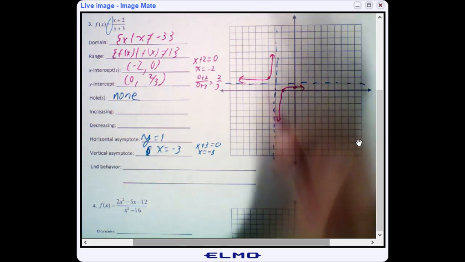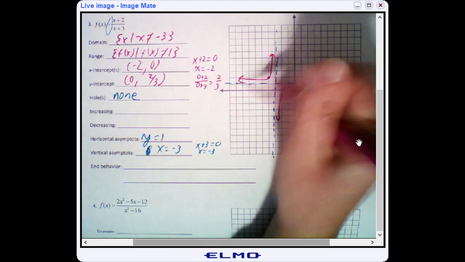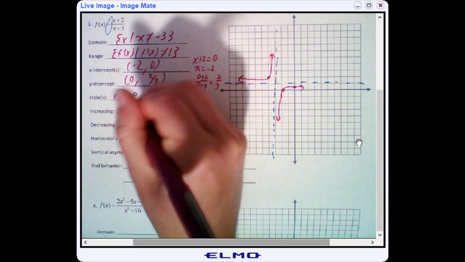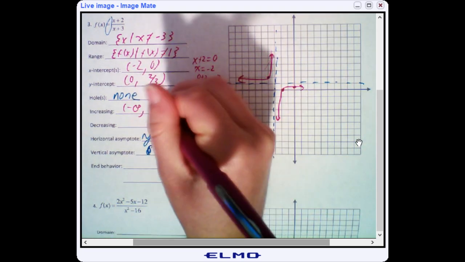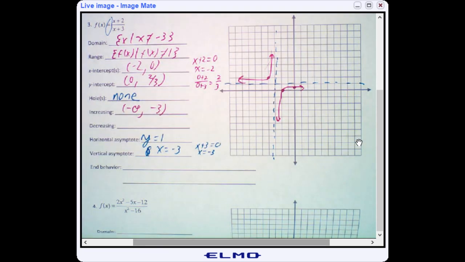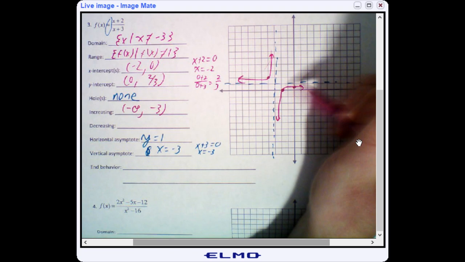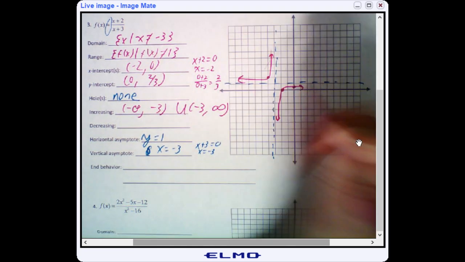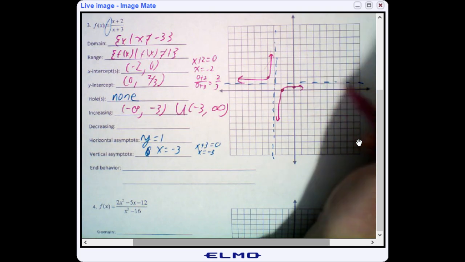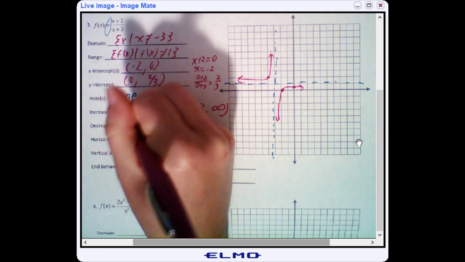Increasing, decreasing. As I go from left to right, I'm increasing here, so from -infinity. However, I can't equal -3. I'm getting super close to -3, but not increasing at -3. I hop over it and I'm increasing again, so I'm increasing from -3 to infinity. I'm still increasing here, but it's becoming less and less of an increase. I don't have any decreasing.